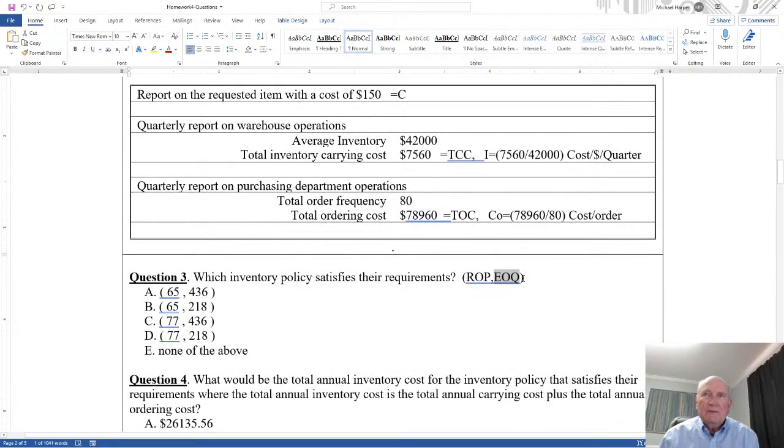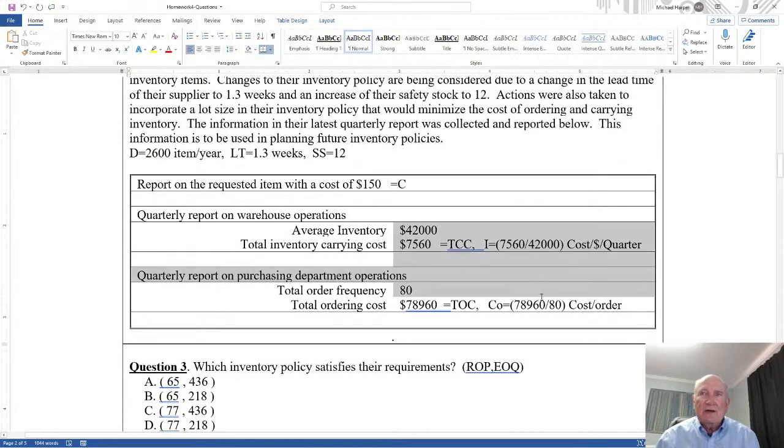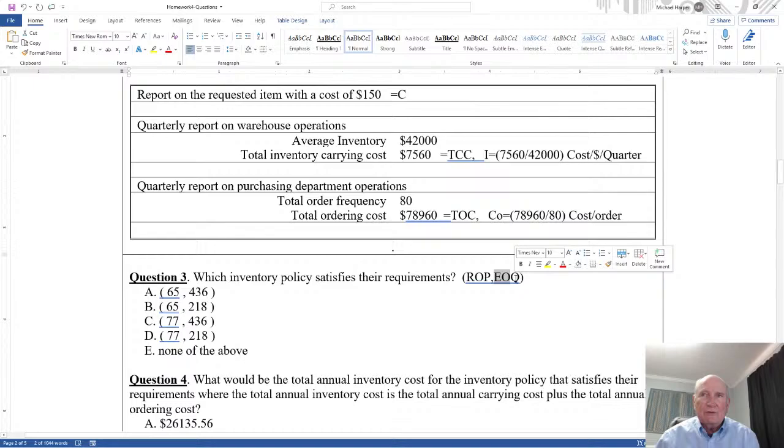Now the ROP would simply be your demand times the lead time, that's given up here. Lead time is equal to 1.3 weeks. And the safety stock is going to equal 12. So we have the demand, lead time, and safety stock, so we can calculate our ROP. But down here we have our ordering cost and carrying cost, and then we have our demand up here. That can determine our EOQ.